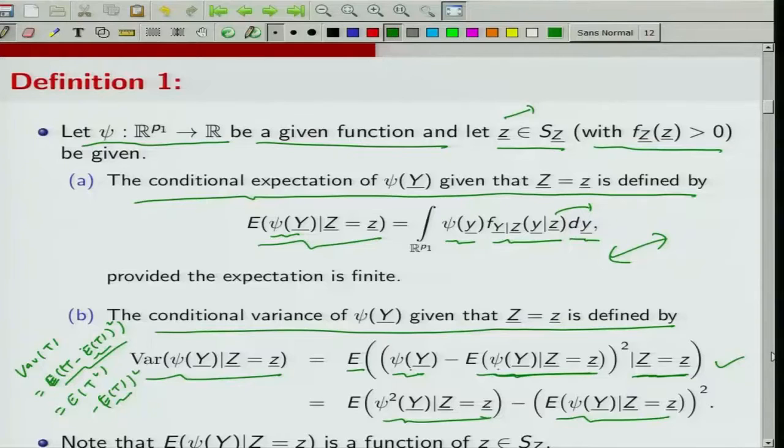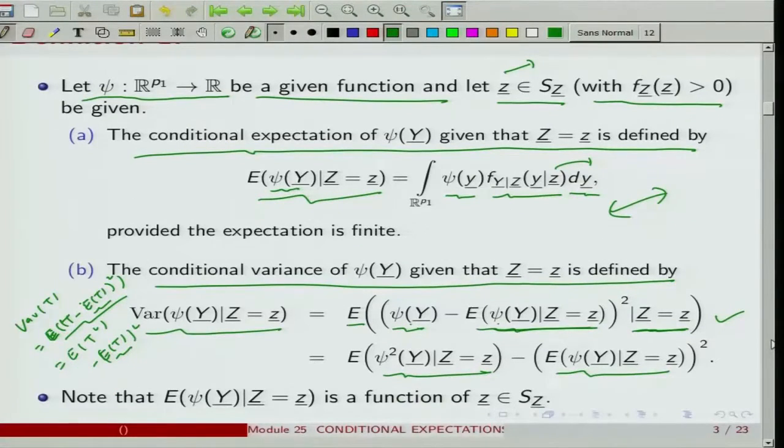So, it is an obvious extension of the definition of expectation. Here the only thing I am doing is considering the conditional PDFs or PMFs to define the conditional expectation. Now, one thing is clear from here, because here this small z is fixed. So, expected value of psi(Y) given Z equal to z is a function of z. So, as you vary z, this quantity changes.